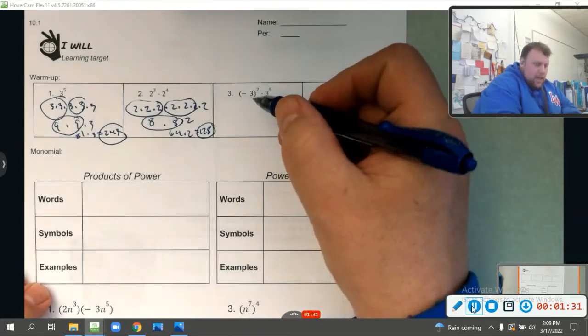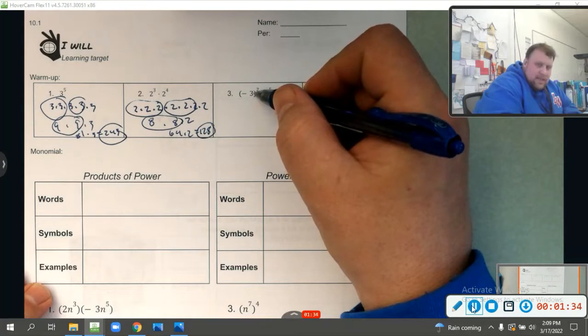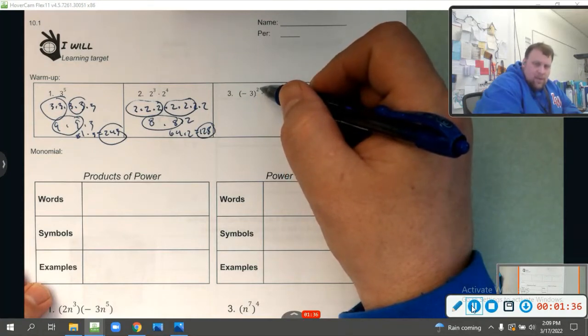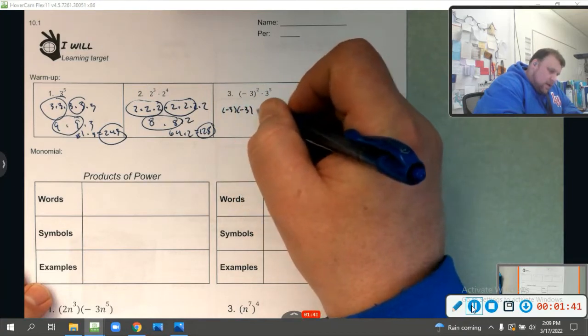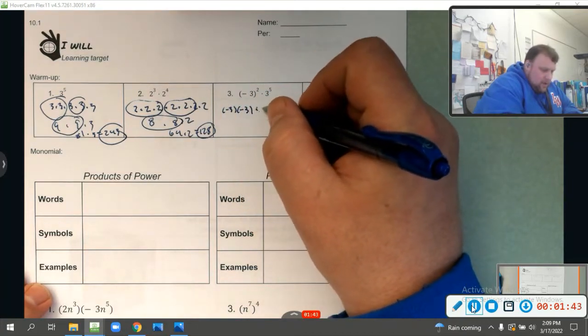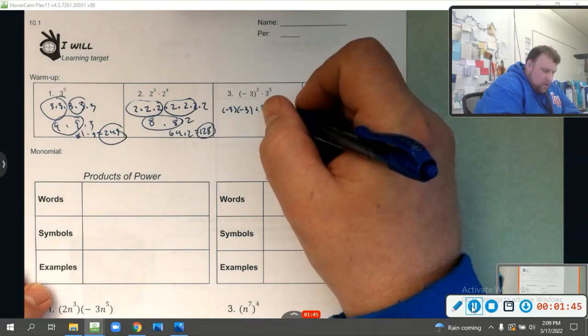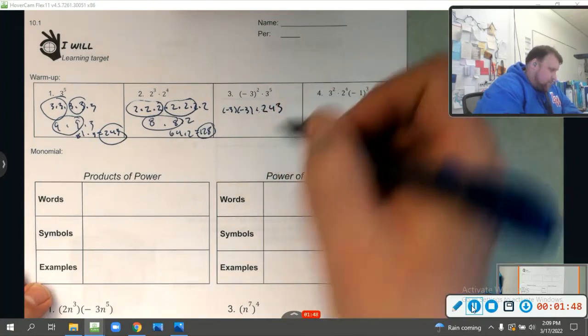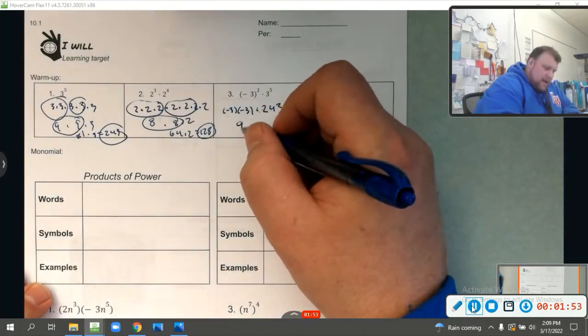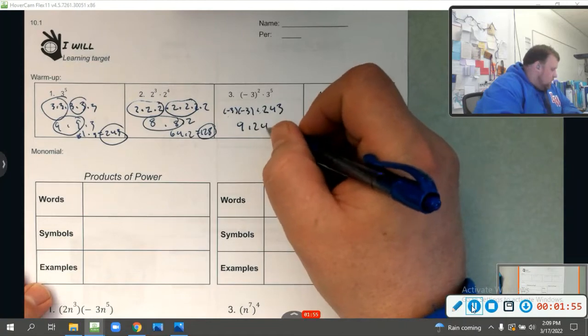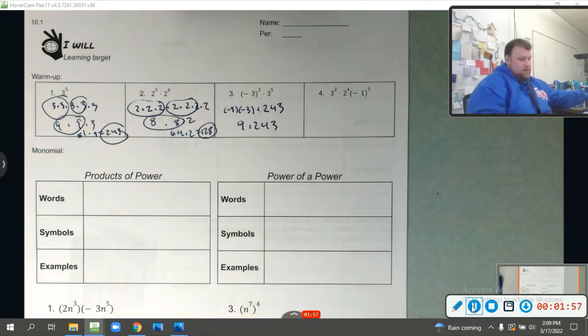Right here, keep this in mind. This negative is inside the parentheses, and on the outside is the square. So this becomes negative 3 times negative 3, and then times 3 to the 5th, which we already know is 243. Okay? So then what does that become? Positive 9. Negative times negative is a positive 9. 9 times 243, I don't know. It's 2,000 and something. Yep, 2187.